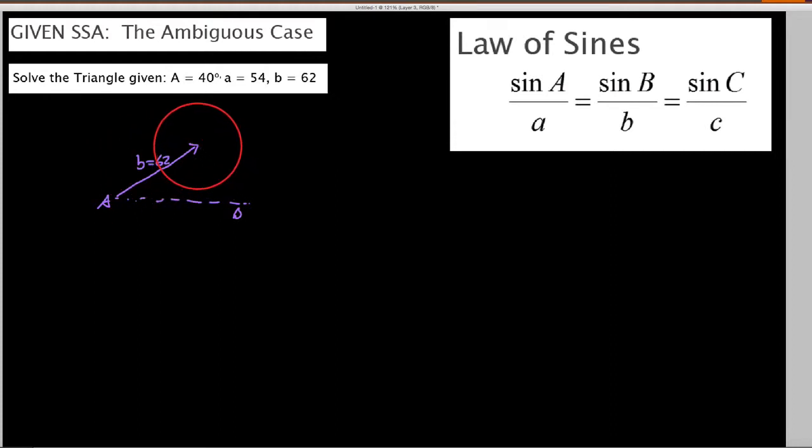So maybe 54. We'd say that lowercase a is 54. The idea is that we have this triangle, and in this situation, I suppose we'll call this C up here. We know that this angle A right here is 40 degrees, and then we have two sides following it.